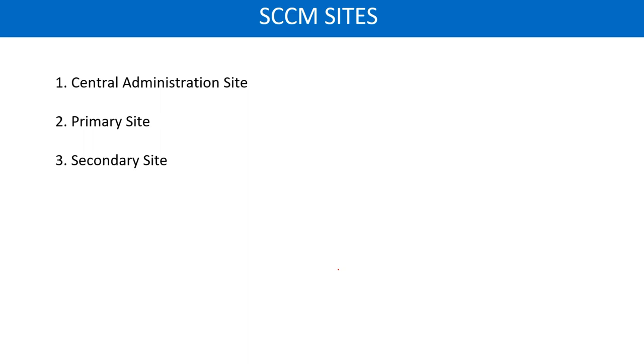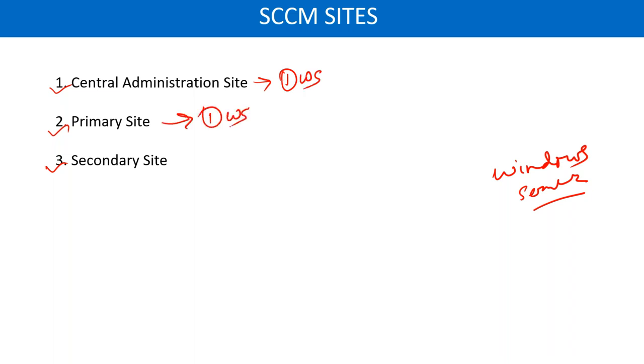Now we have sites in SCCM. SCCM works in sites and site roles. There are three sites in SCCM. The first site is central administration site, second is primary site, and third is secondary site. These sites are installed on Windows server. You cannot install all these sites on one Windows server. Each one needs a separate Windows server, you cannot club them together.